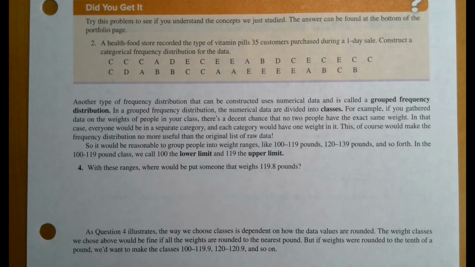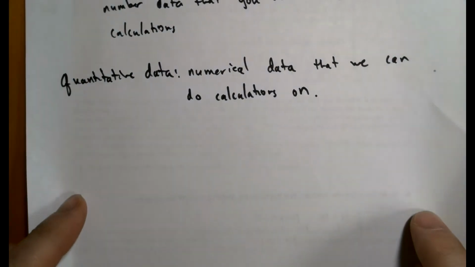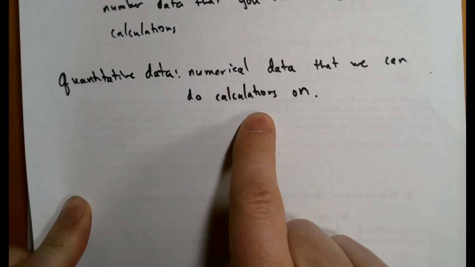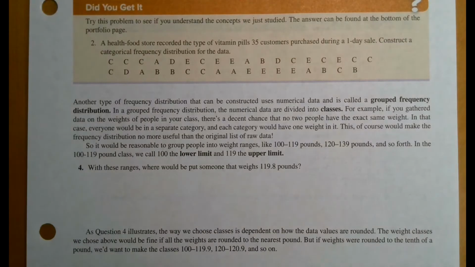A second type of frequency distribution is called a grouped frequency distribution. With this grouped frequency distribution, we're going to be looking at quantitative data. So this is numerical data that we can perform calculations with. And what we're going to do is put them into groups. The reason we do this, and you'll learn this if you take a stats class, is that it's continuous data. So we have infinite possibilities for what the data value could be, but we want to group them so that we say, oh, there's 10 that fall within this range of values.